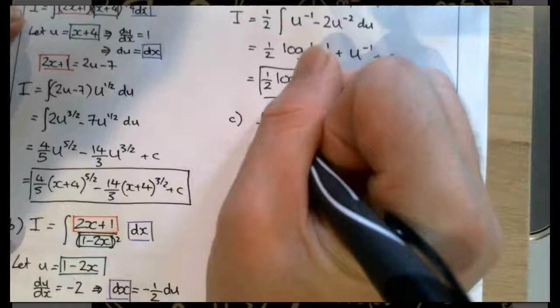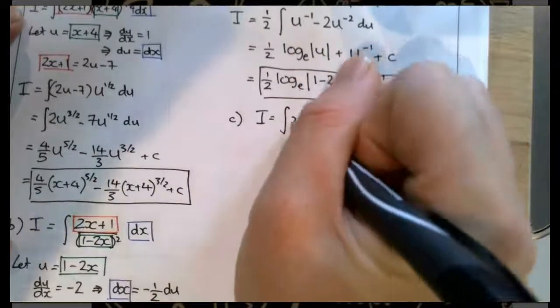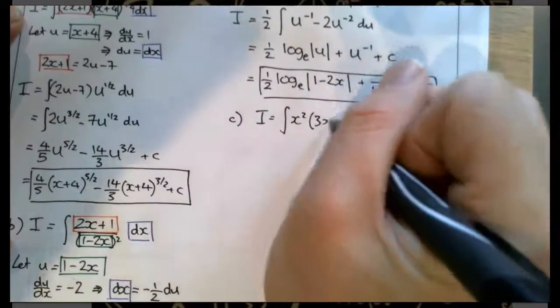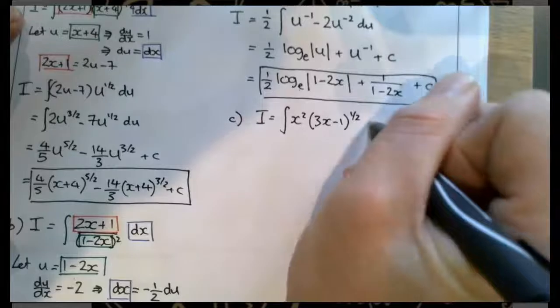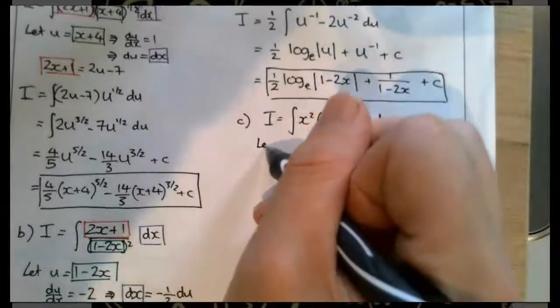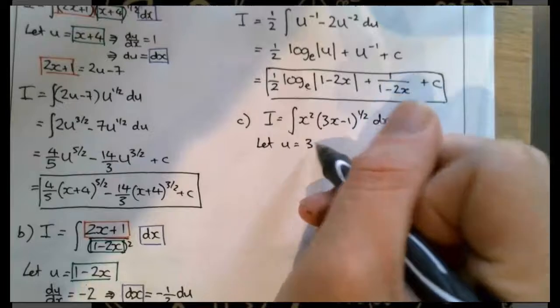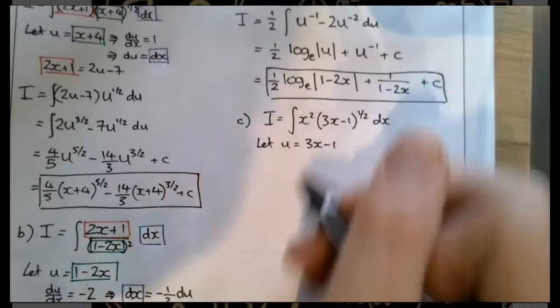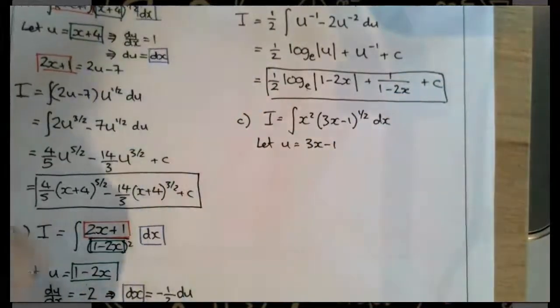What's my integral? Define it. The integral of x squared times (3x minus 1) to the power of a half dx. What's the complicated part of this? The complicated part is definitely the power of a half, so u equals 3x minus 1.